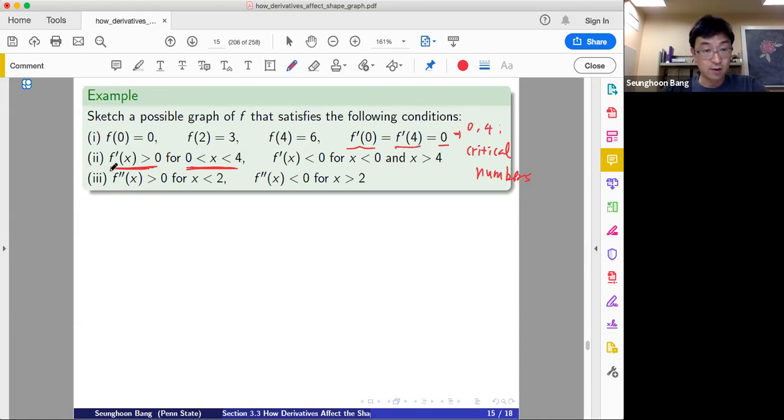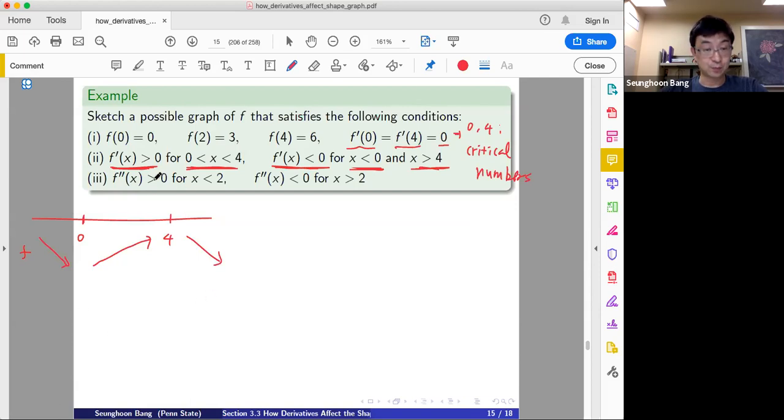So from here we can draw a real line. Here we have 0 and 4. What's the graph of f between 0 and 4? The graph is increasing like this. For x less than 0 and greater than 4, f prime of x is less than 0. The graph is decreasing and decreasing. We have this kind of thing.